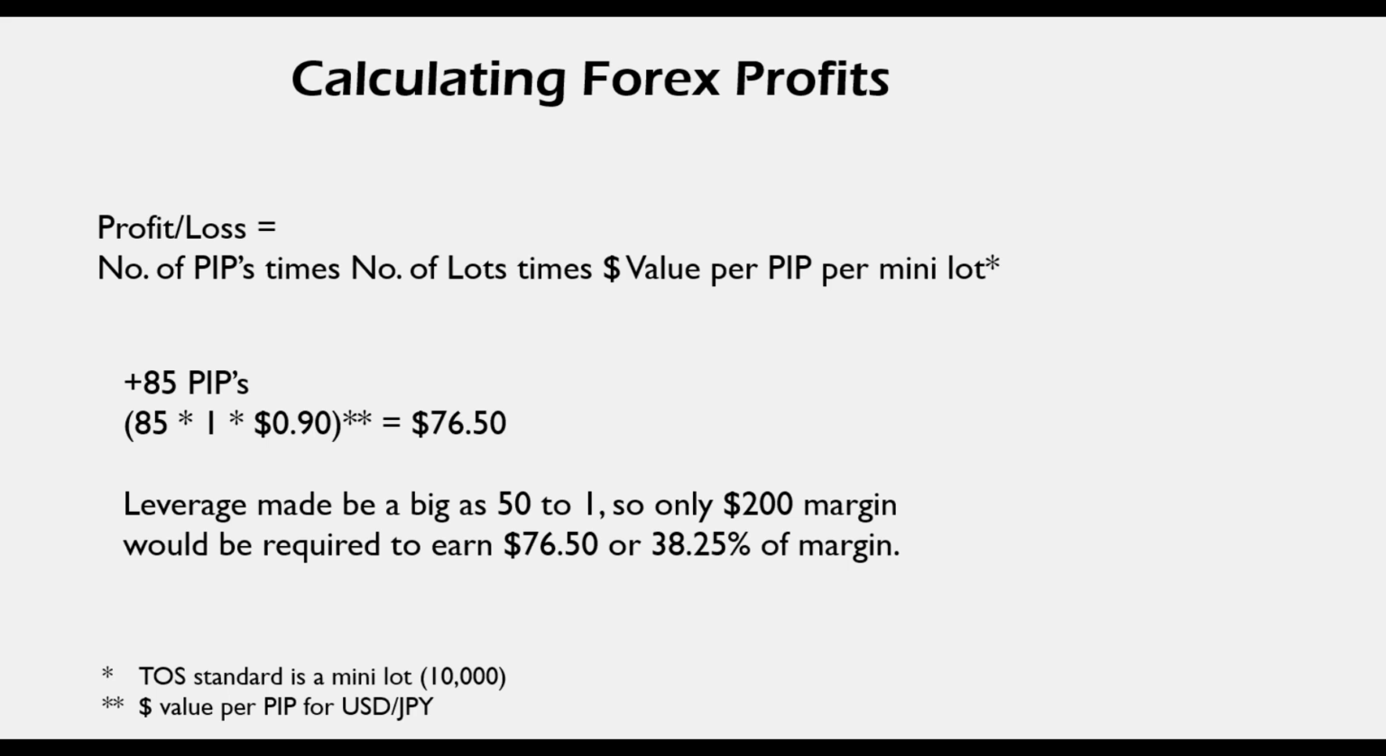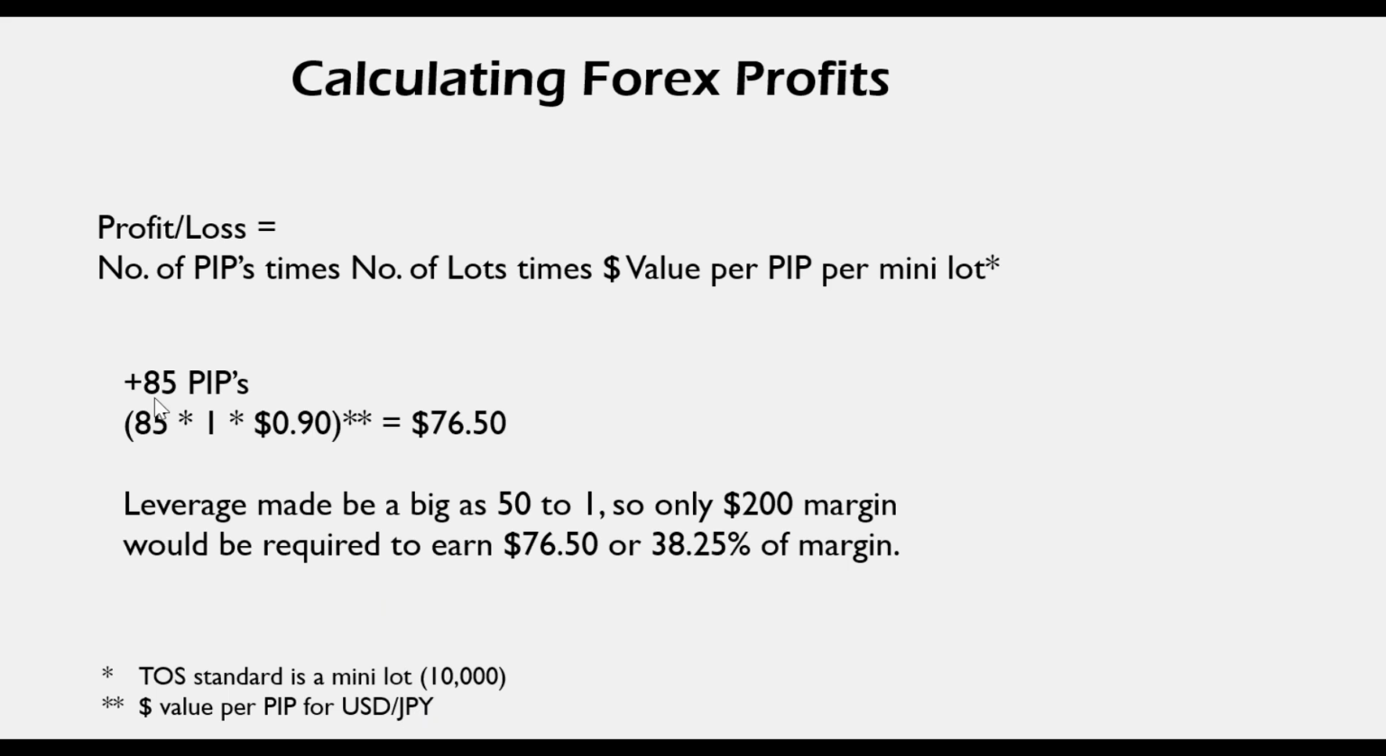To calculate the profit, you want to take the number of pips, either profited or lost, times the number of lots, times the dollar value per pip for a mini lot. And for Thinkorswim, the mini lot is set at 10,000 units. So if you had 85 pips, you have 85 times one lot times 90 cents. And 90 cents is the dollar value per pip for this pairing.